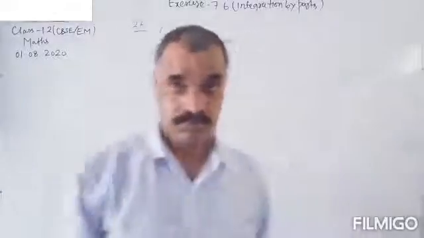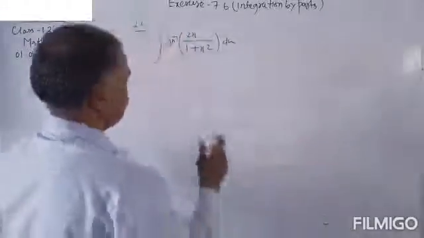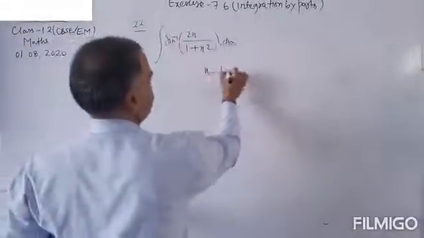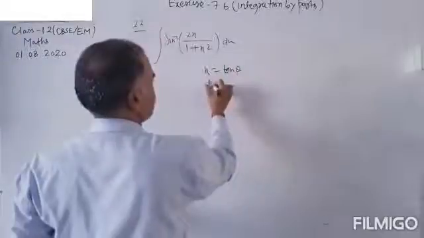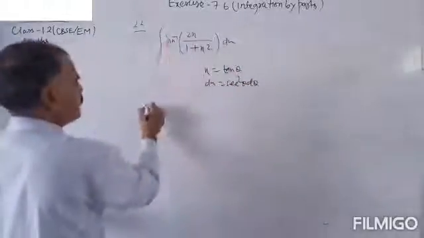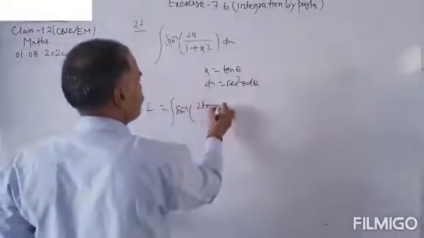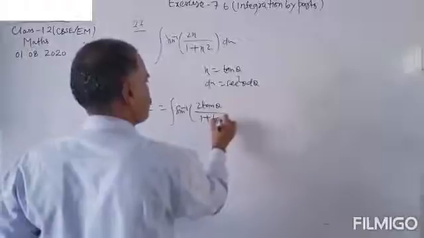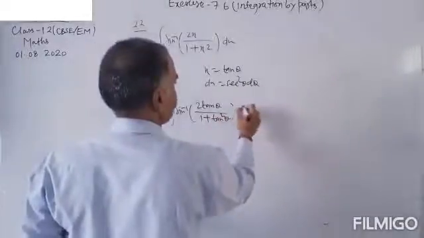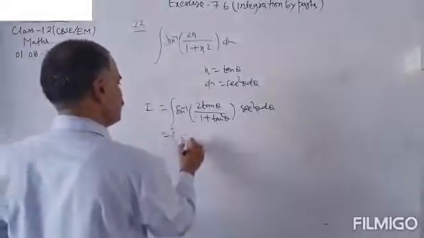What we have to do? We have to simplify this inverse trigonometric function first. So x is equal to tan theta, dx is equal to sec square theta d theta. So the integration will be sin inverse of 2 tan theta upon 1 plus tan square theta into dx, meaning sec square theta d theta.